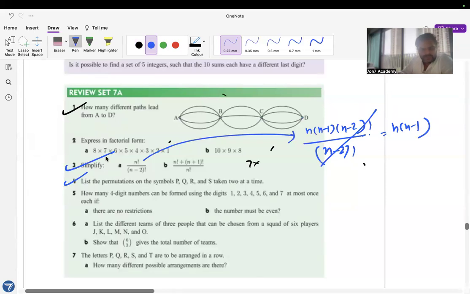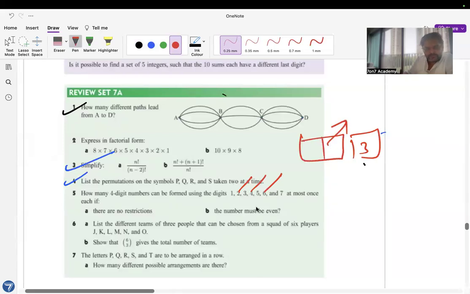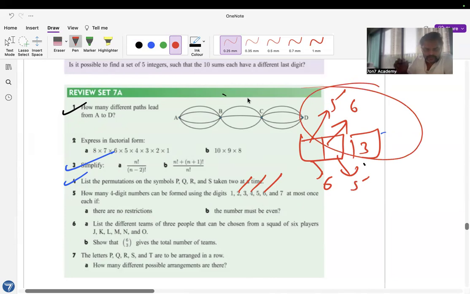Now here, list the permutations of the symbols P, Q, R, S taken at a time. So that you know anyway. Okay, 4-digit numbers, each used at most once, if there is no repetition. So 4-digit number, like 7P4, agree? So when you say the number is even, then you end up doing counting. So counting means, for the unit place, how many options do you have? 1, 2, 3. And then for the remaining two places, this place you have 6 options, this place you have 5 options. So any one of you can take it.